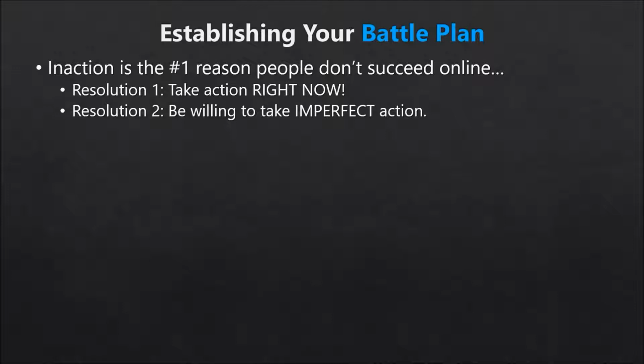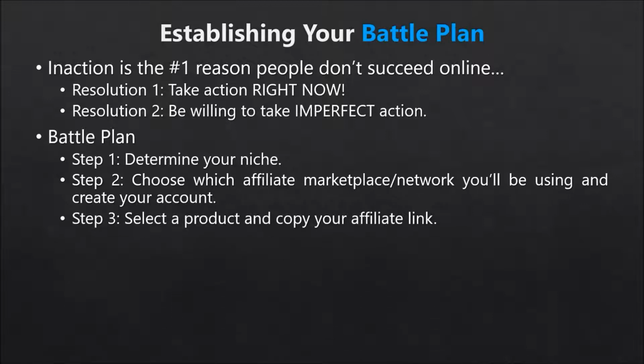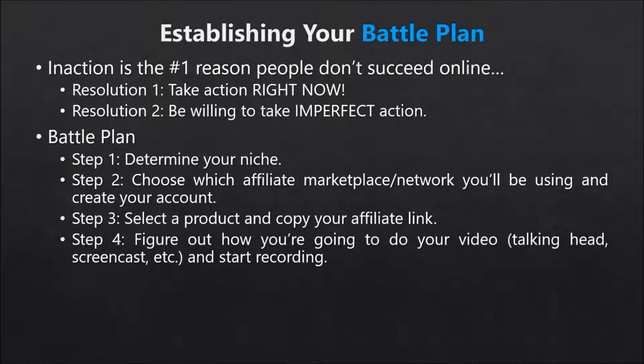Let's get started. Step 1. Determine your niche. If you aren't sure what your ideal niche is, just pick one and go with it. You can rinse and repeat with another niche later. Step 2. Choose which affiliate marketplace or network you'll be using and create your account. Step 3. Select a product and copy your affiliate link. Step 4. Figure out how you're going to do your video, talking head, screencast, etc., and start recording.